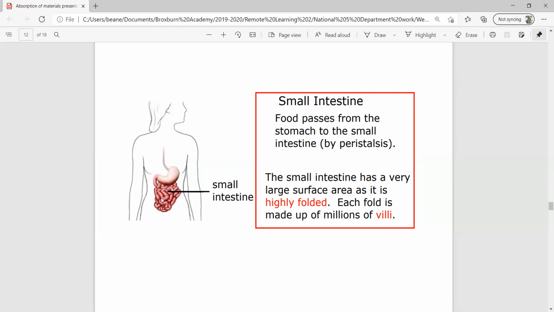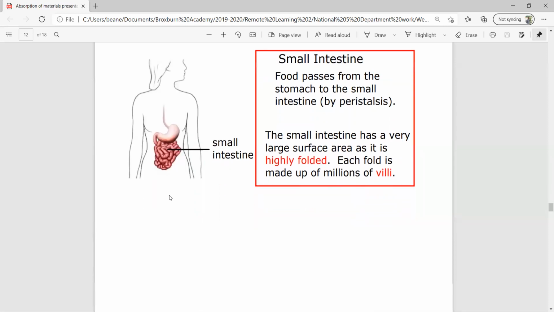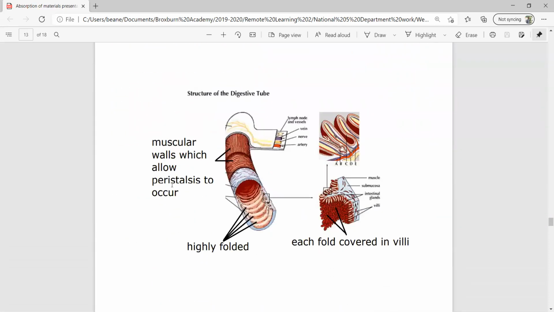Let's zoom in even further and see how the actual tube is shaped, because it's not like a pipe, it's a bit more complicated than that. So here's inside the small intestine. First of all, you'll notice that the walls are what we would call corrugated. So it's not a nice smooth tube, it's a bumpy folded tube, again, increasing the surface area.